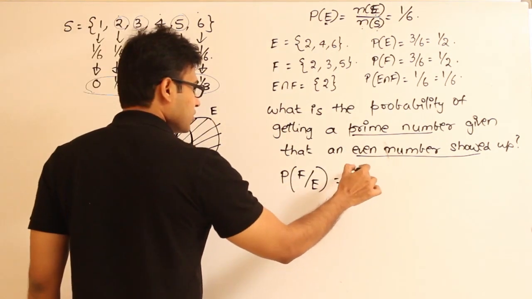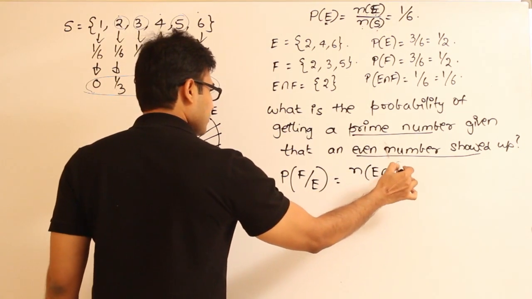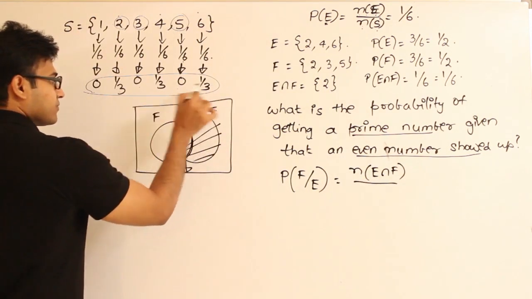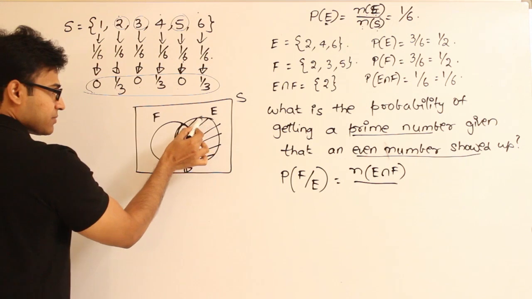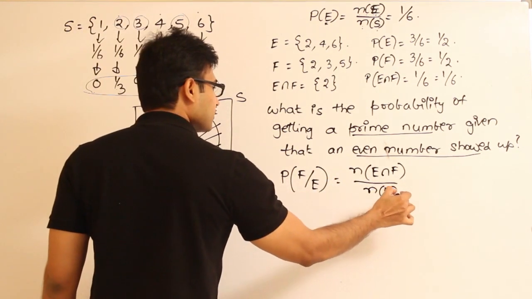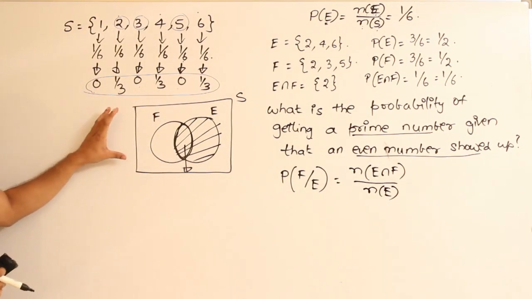Therefore this is going to depend on n of E intersection F divided by, earlier the sample space was this entire thing, wasn't it? But now the sample space is E. That is why we are only interested in the number of elements in E. Try to understand this one carefully. See this. Now, are you following this?